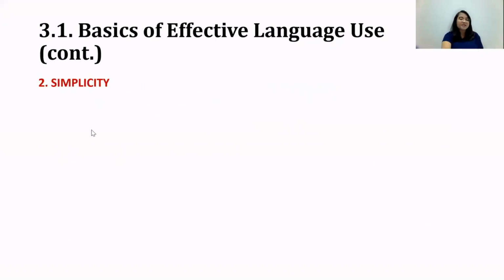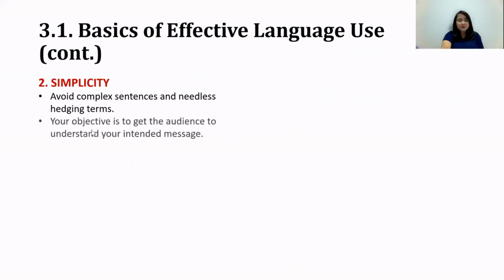Number 2, simplicity. Avoid complex sentences and needless hedging terms. Your objective is to get the audience to understand your intended message. Some people may think that it's better to use sophisticated or high-level words. But that kind of word choice may make the audience confused and finally not understand the content of the material. So simplicity is the key.